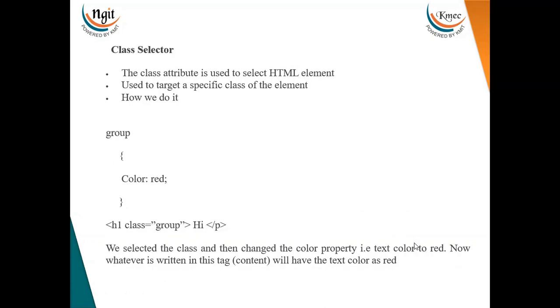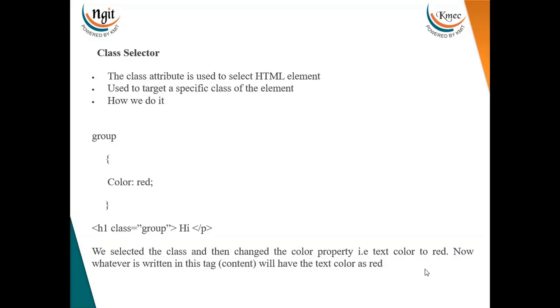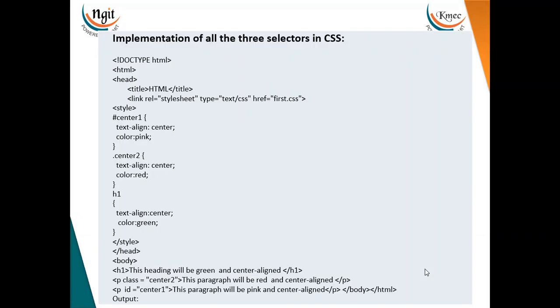And the next one is the class selector. We have one more attribute called class. Whenever we are using a group of elements, when we have to target a specific class of elements, then we use the class selector. How we do it is, my class name is group. If you see here in the HTML page, I have mentioned class equals group. I am targeting this group, and whatever we are mentioning in this will be colored red. We selected the class and then changed the color property, that is the text color, to red. Now whatever is written in this tag will take the text color red. Okay, class selectors we have done.